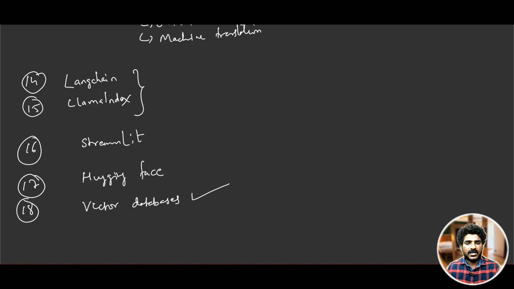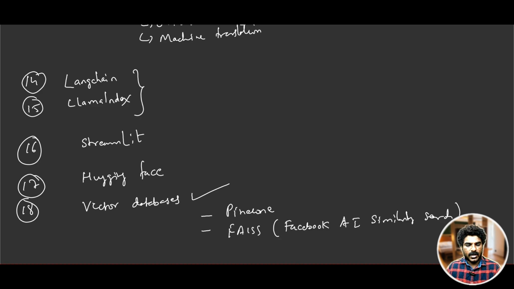So there are different vector databases. We have Pinecone, we have FAISS, which is Facebook AI Similarity Search, and you have AstraDB. In the coming videos, you'll understand the key concept of vector databases, why we are using them, the different use cases, and different vector databases like Pinecone, FAISS, and AstraDB. And we'll understand how to choose the best vector database.